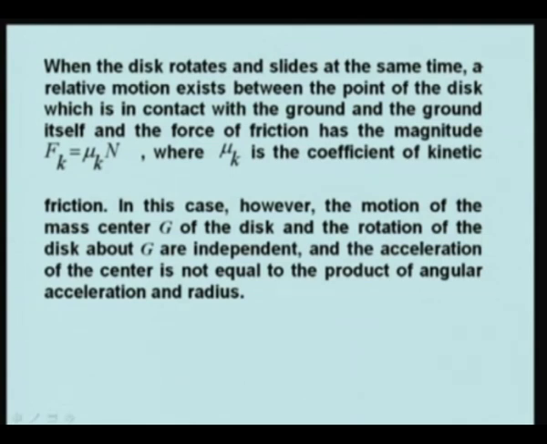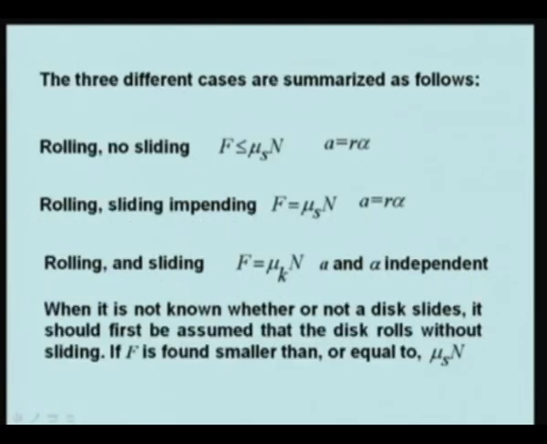In this case, however, the motion of the mass center G of the disc and the rotation of the disc about G are independent. You don't have a formula like V is equal to omega R. These things cannot be done, and similarly the mass center acceleration cannot be said to be alpha times R. That will be less than or equal to mu s times N. Either the tangential friction force will be less than mu s times N, or it will be at most equal, because mu s times N is the limiting value, and mu s is the coefficient of static friction.